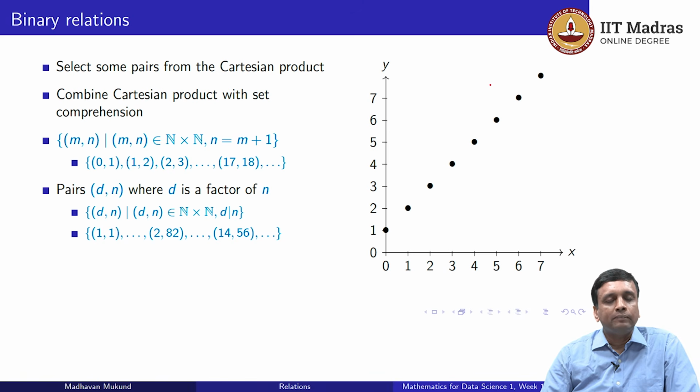Remember, d is a factor of n means that if I divide n by d, I get remainder 0. So for instance, 2 is a factor of 82, 14 is a factor of 56. So these will be points in our relation. So this is what is called a binary relation.